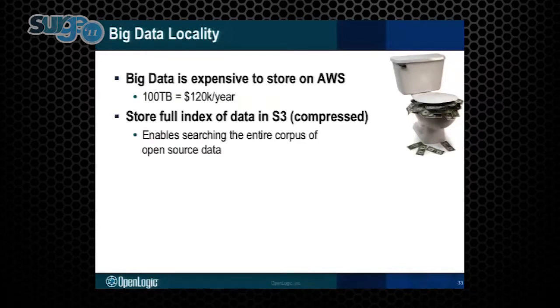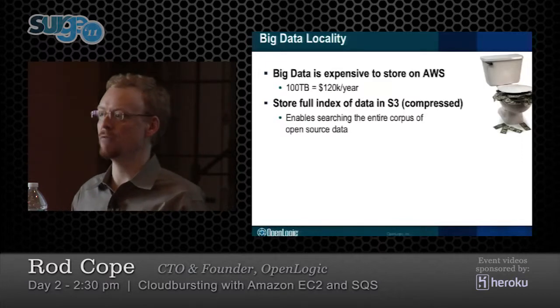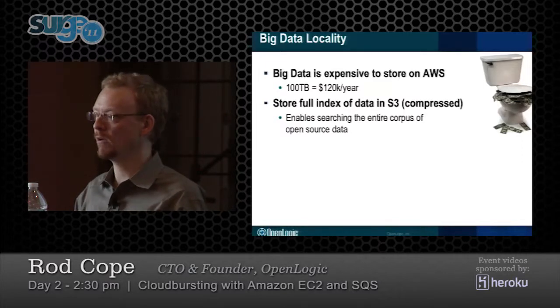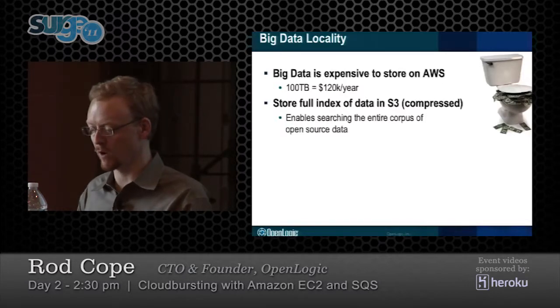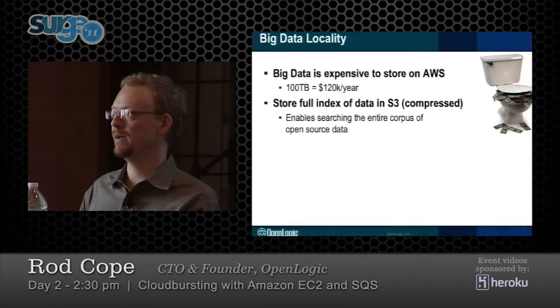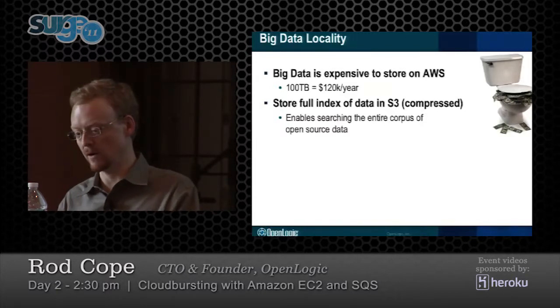So what we do is we can store a full index of the data compressed in S3. So it's a very small fraction of the total volume. And what that lets us do is be able to search to see if we have a match against anything by only storing a very small piece of the thing. So you have to do some clever work there with Solr or whatever you have, and you have to be careful about how you index, how you compress, but you can make that work.